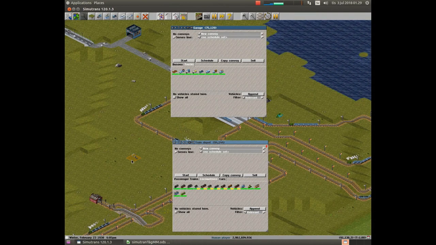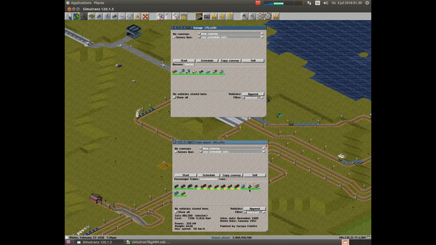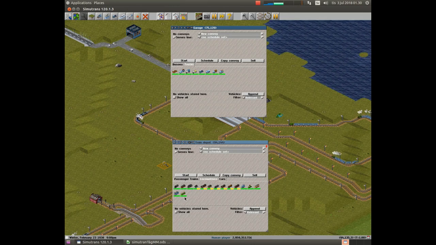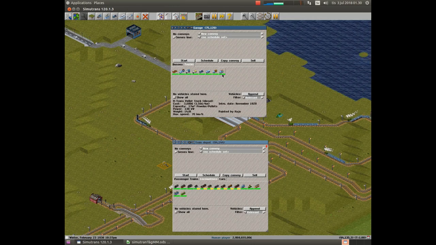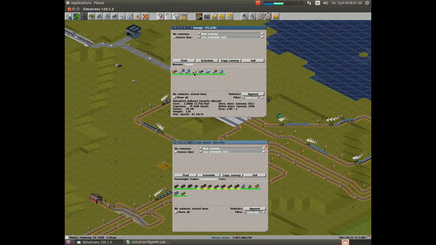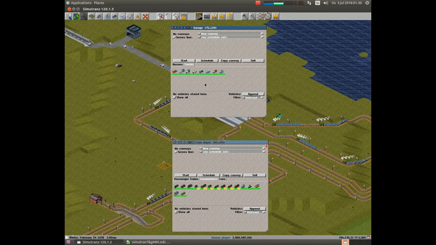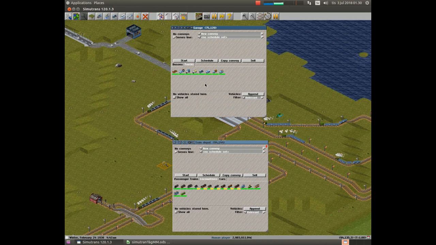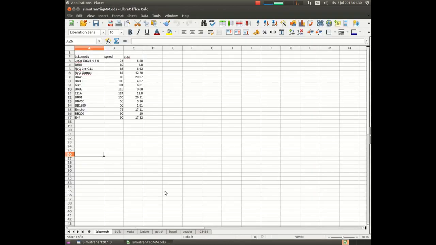In the train depot, we have several different locomotives with different speeds and so on. Up here, we have different vehicles for different types of cargo. And we also have multiple vehicles for some of the cargo types. This is how I do it. Here I have the locomotive. I have the speed, which we are interested in, and the cost of operating the locomotive.